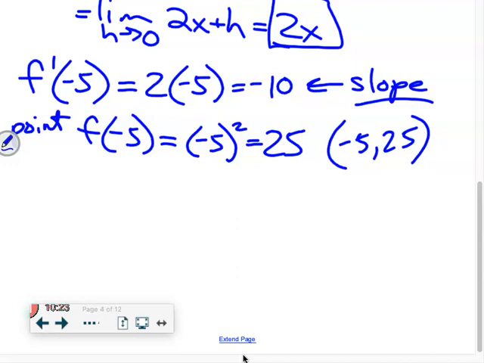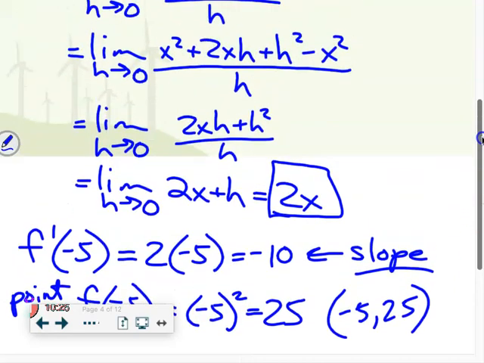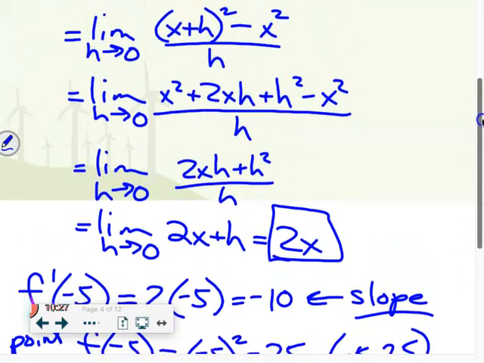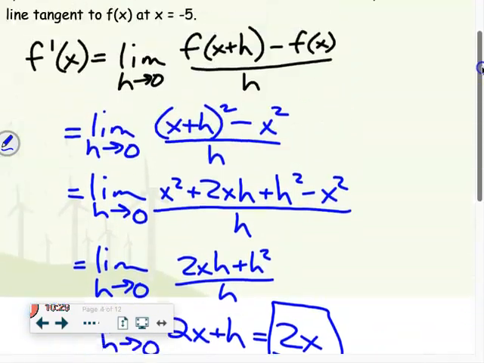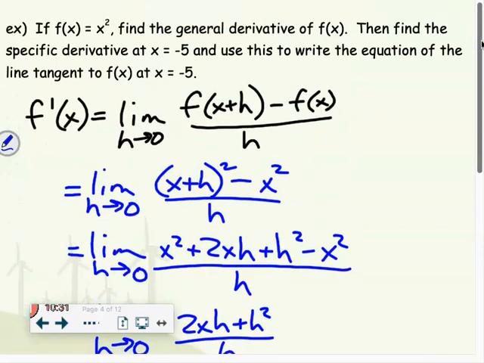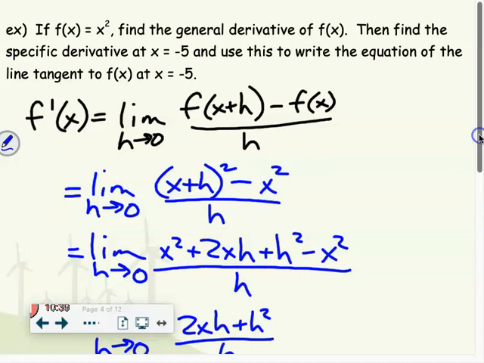Do we need to have the 2x up top? We need that because I initially plugged in -5 for x. Okay, so you did what's called a derivative at that point instead of a general derivative. You've been practicing what we've been doing, which is finding a derivative at that one spot. But the whole point today is to learn how to find a general derivative, which means don't plug in the number right away.